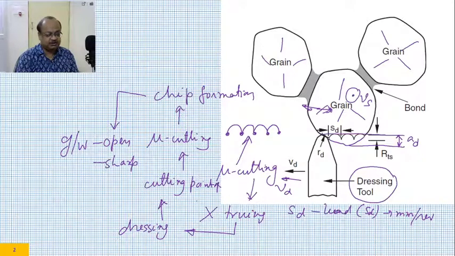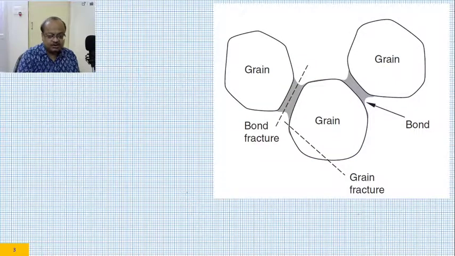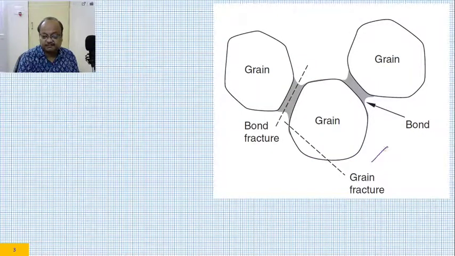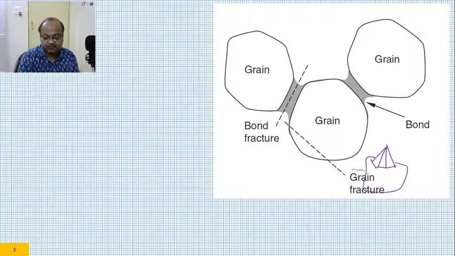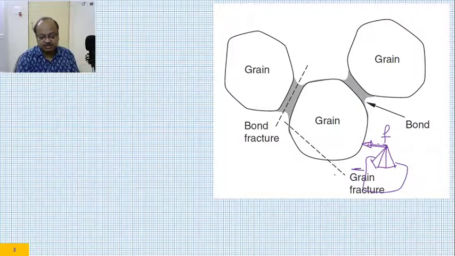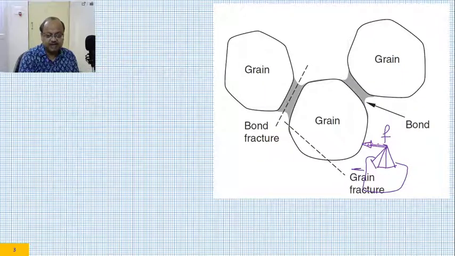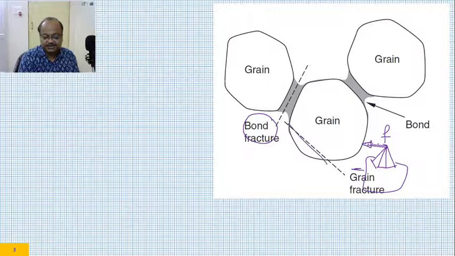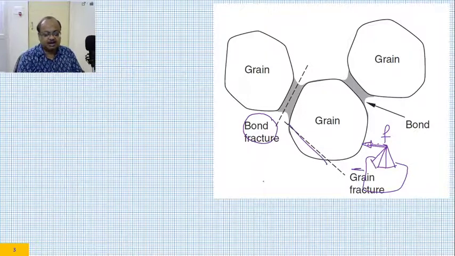When you are doing the dressing operation, however, certain things should not happen. What should not happen? Let us go there. Your diamond dresser was here and it was moving in this direction. As it was moving in this direction, it was applying a force. Because of this application of force, you may have bond fracture or you may have a grit fracture. These two things are not desirable during dressing. They are also not desirable. So they are required at times.